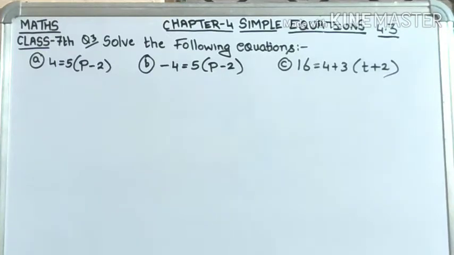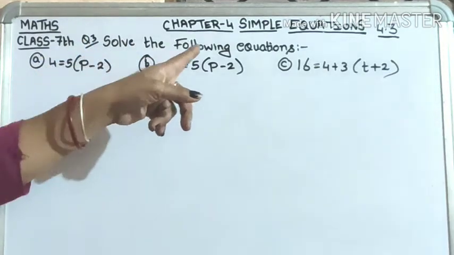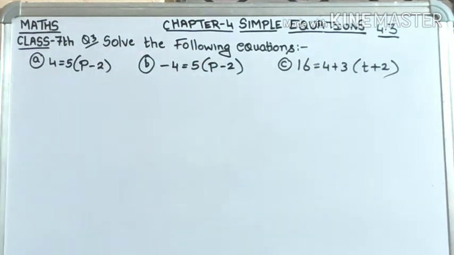In this video I will solve chapter 4 simple equation exercise 4.3 question number 3 of the class 7 mathematics NCERT book. So the question number 3 is solve the following equation. This is the question number 3.